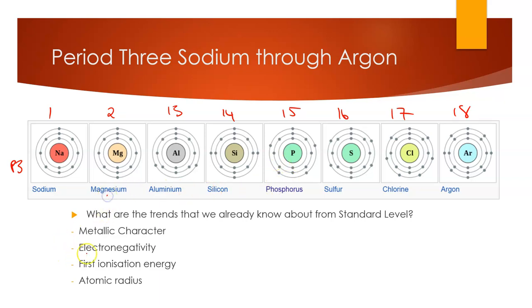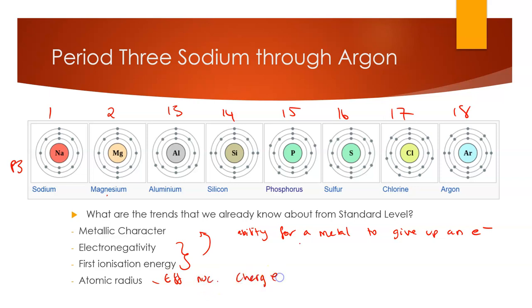These ones essentially, electronegativity and first ionization energy, link back to metallic character because metallic character is the ability for a metal to give up an electron. So as our ionization energy increases and our electronegativity increases, it makes sense that the metallic character has decreased. And because our effective nuclear charge is increasing from left to right as well, we will see that the atomic radius is decreasing due to the electron cloud being pulled closer to the nucleus.